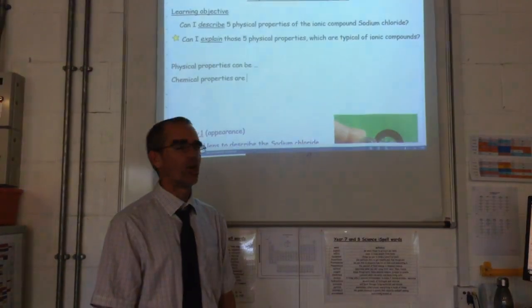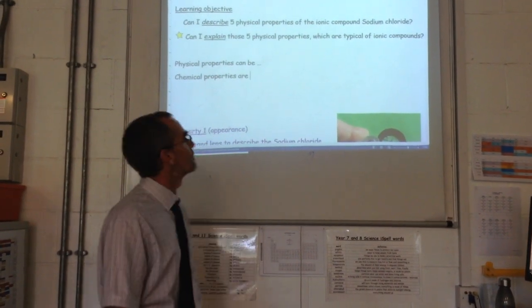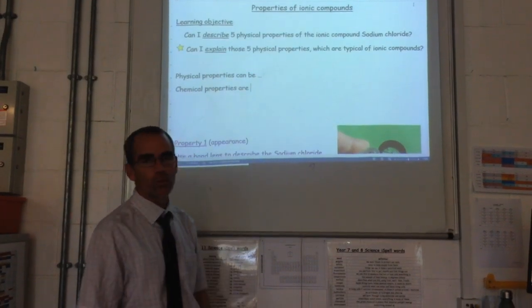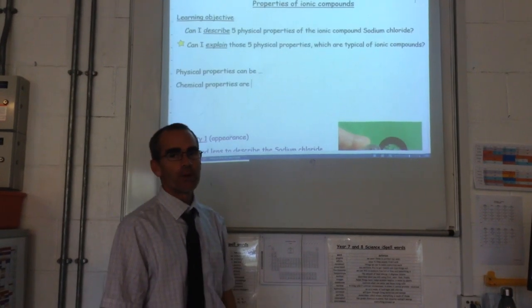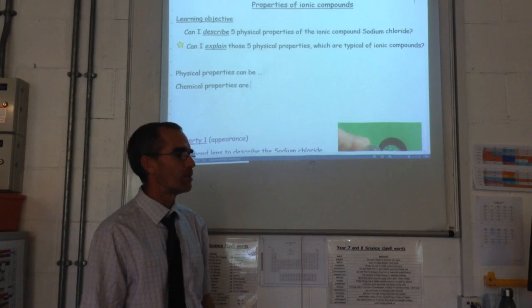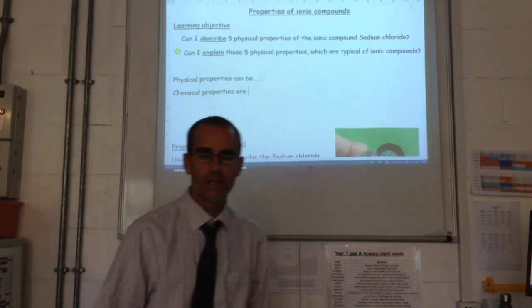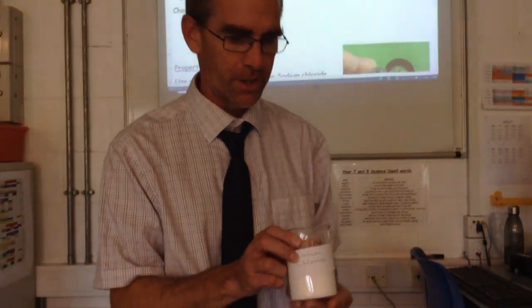Today we're going to be focusing on the properties of ionic compounds. The learning objectives: can I describe 5 physical properties of ionic compounds? And hopefully as well we might be able to explain those physical properties. The properties we're looking at are typical of all ionic compounds, but the one I'm using today is called sodium chloride. Okay, here it is, sodium chloride.